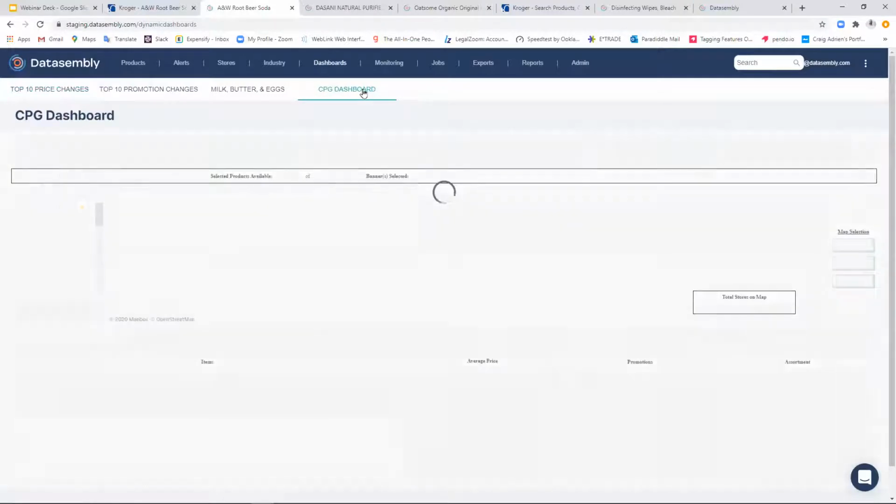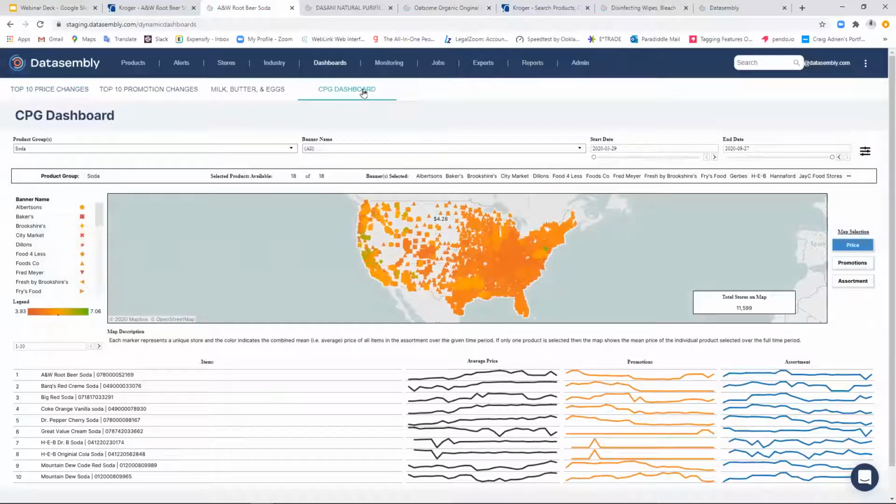a CPG dashboard that we have built that shows us a couple different things. So we'll set the stage here for what this data set is. I'm looking across all my retailers, right? And we collect from over 100 retailers, in every location at those 100 retailers, every single day. 7 billion data points a week.